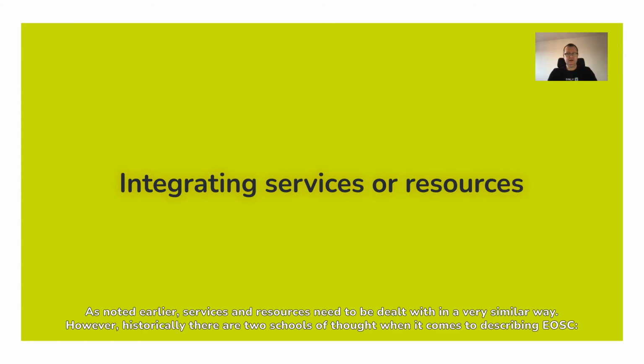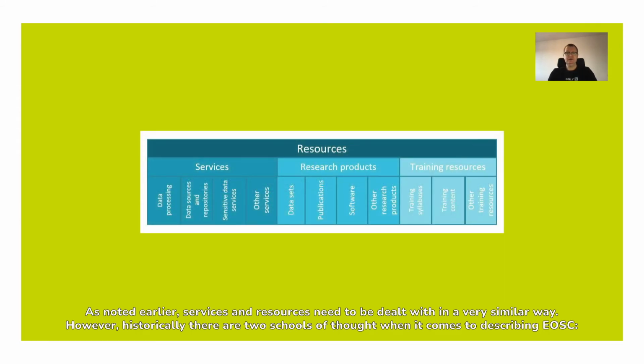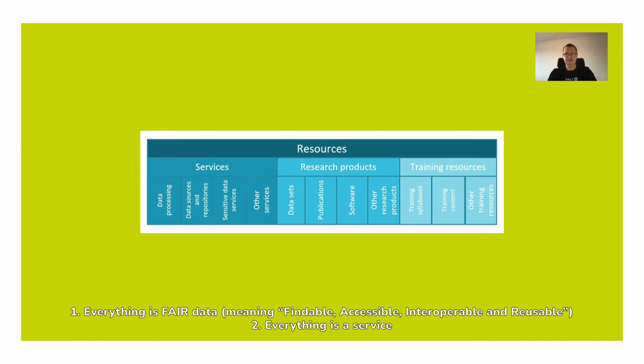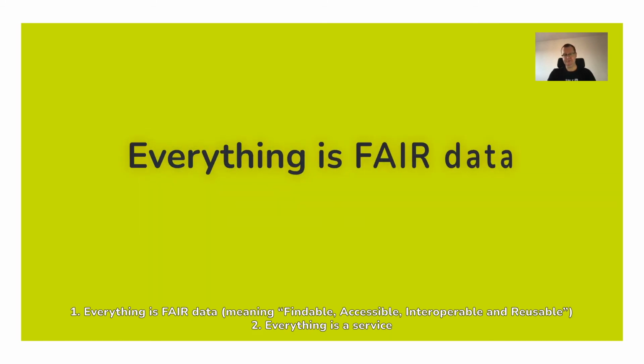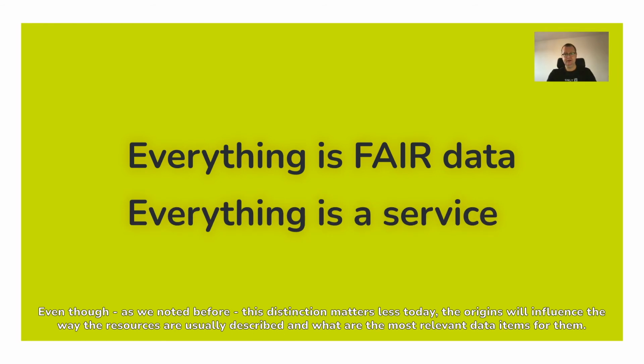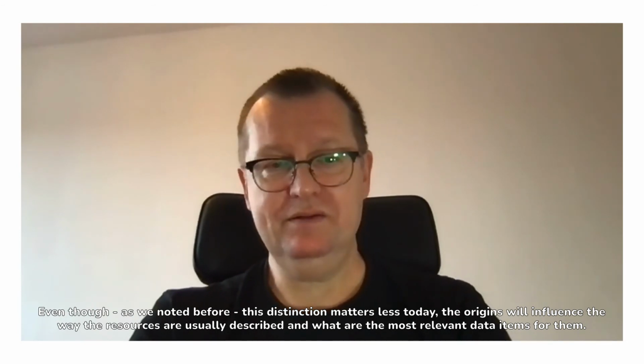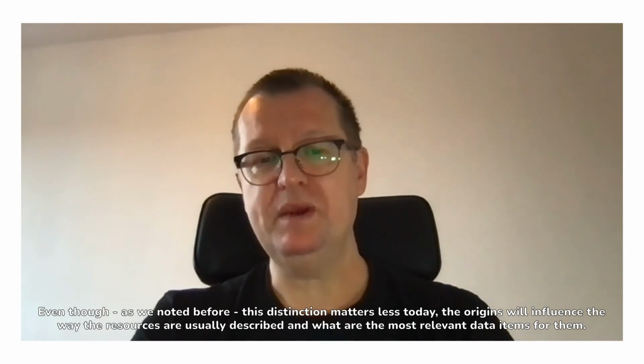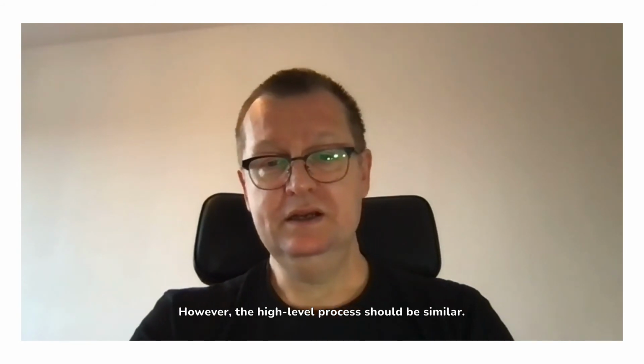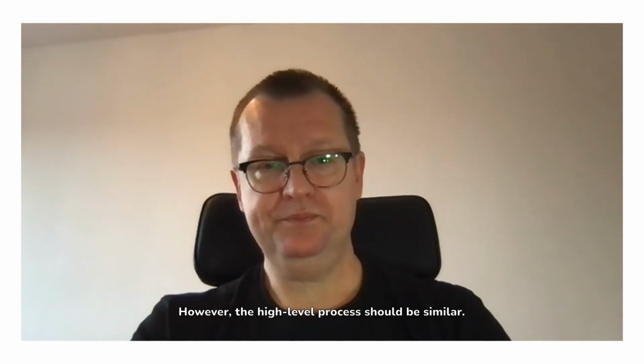So, as mentioned, we are talking about services and resources in a somewhat interchangeable way. However, you could say that there are still two schools of thought when it comes to describing the EOSC. The first one is that everything is FAIR, this findable, accessible, interoperable, and reusable data, or that everything is a service. And as mentioned before, the distinction these days is somewhat academic. In the end, you take something to a new platform and make it available for new audiences. So the high-level process should be similar.